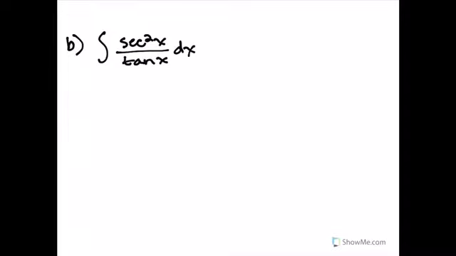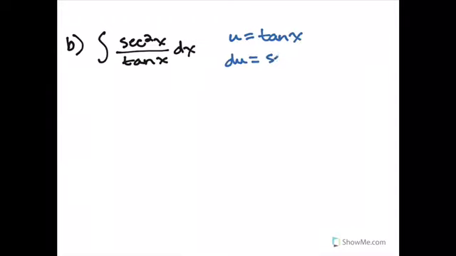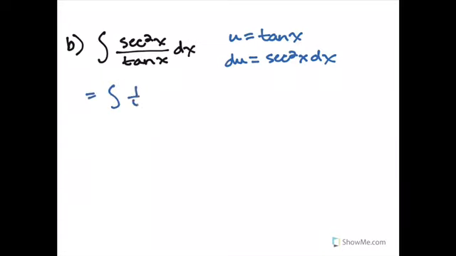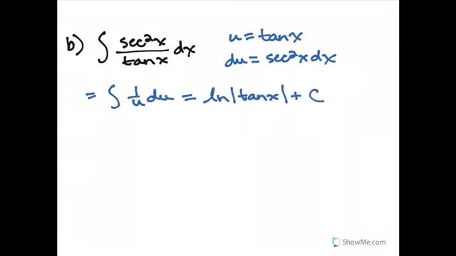Okay, what about secant squared x over tangent x? Do you see it? The numerator is the derivative of the denominator. So if we let u be tangent x, then du would be secant squared x dx. So this turns into the same u substitution problem we just did. It becomes the integral of 1 over u du. The antiderivative then is the natural log of u, which is tangent x, plus c.